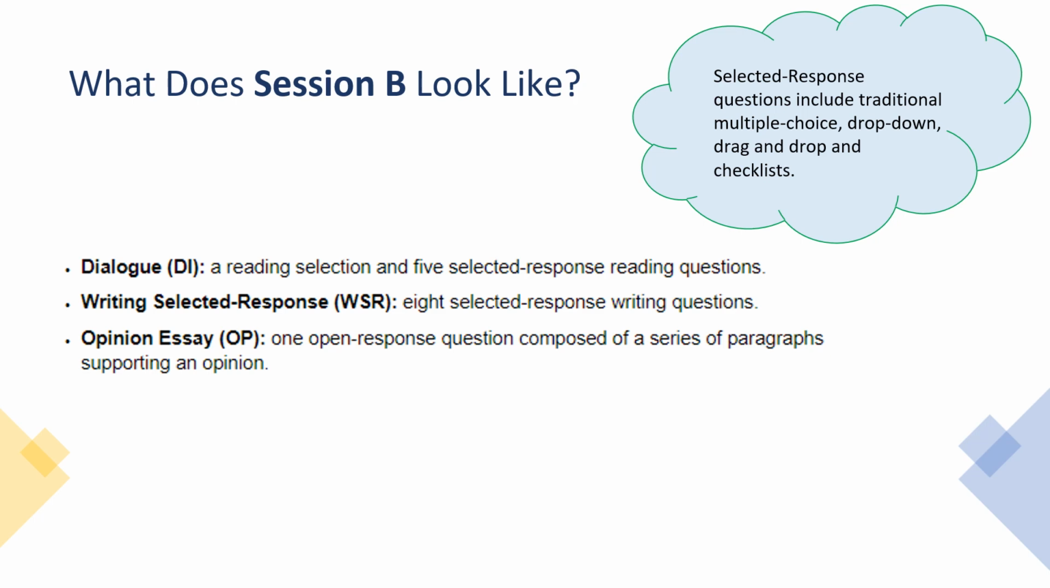What does Session B look like? Session B has a dialogue, which is a short reading selection with 5 selected response reading questions. Session B also has 8 selected response writing questions, which focus on a student's ability to answer questions about grammar, spelling, punctuation, usage, and things like that. Session B also has the opinion essay. It is an open response question composed of a series of paragraphs supporting an opinion. You will be responding to a prompt on the OSSLT and agreeing or disagreeing with this prompt, and then writing as close to 500 words as you can in a 5-paragraph essay.